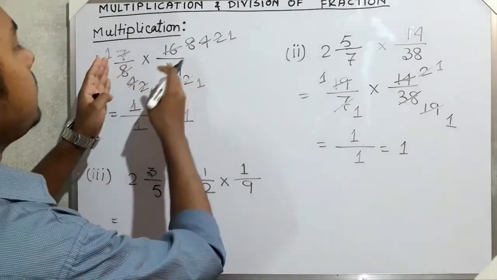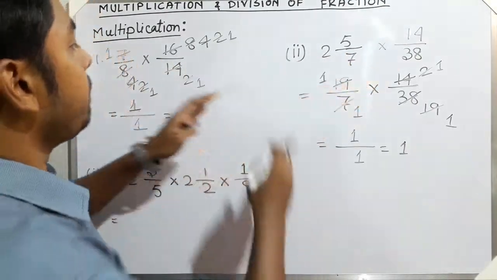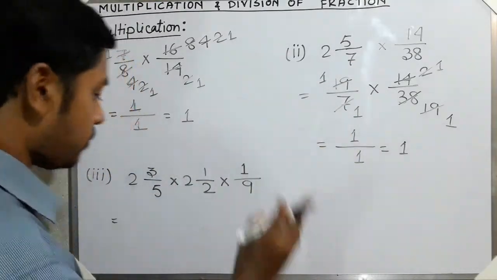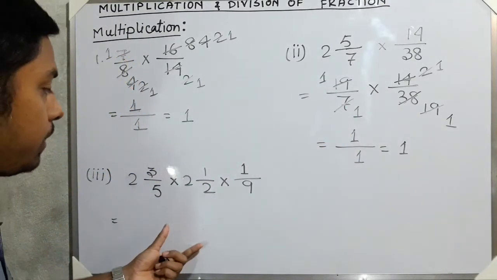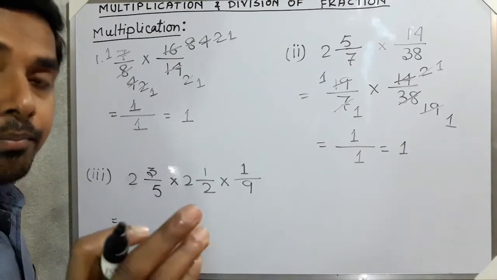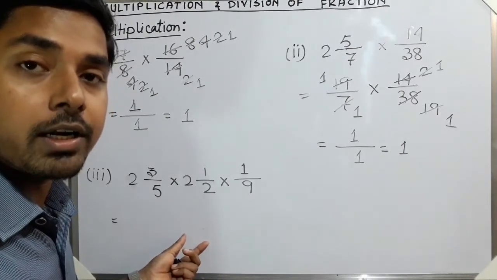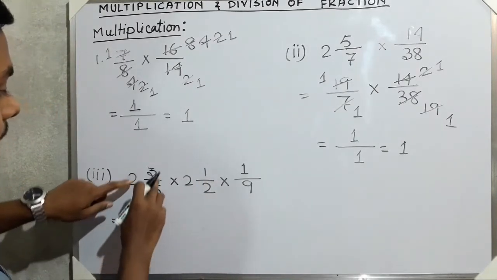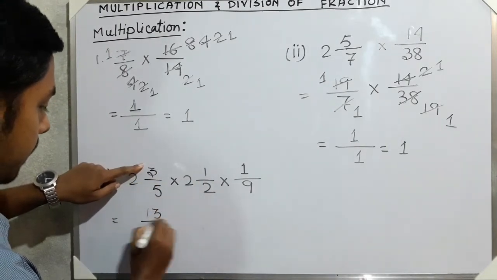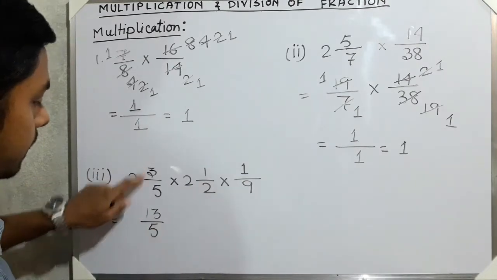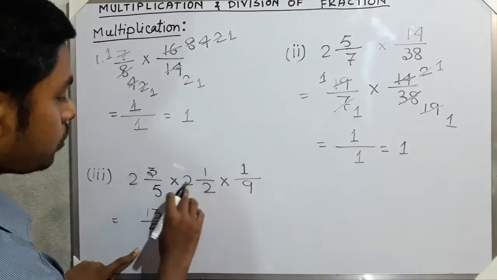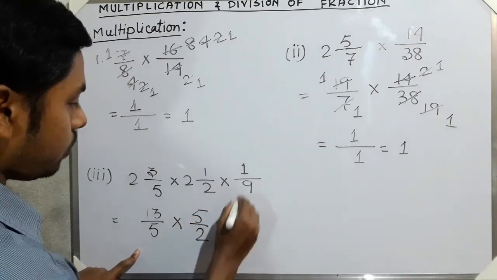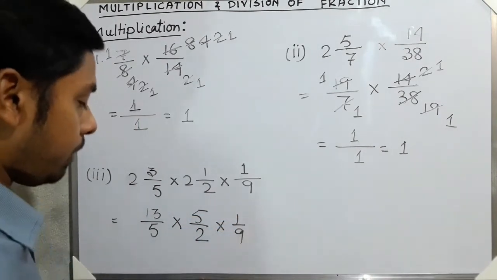Now we will see this problem. In the previous questions we were having 2 fractions, but now here you have taken 3 fractions. So what is the first thing? You have to check if there is any mixed fraction. So first of all convert into improper fraction. Here 5 2s are 10, 10 plus 3 is 13 by 5, into 2 2s are 4 plus 1 is 5 by 2, into, and here 1 by 9, same. Now you have to cut it.